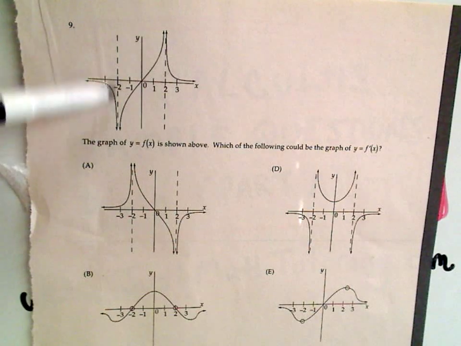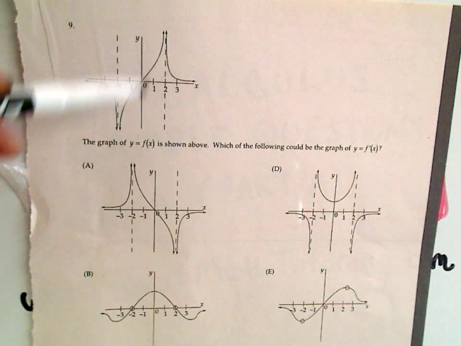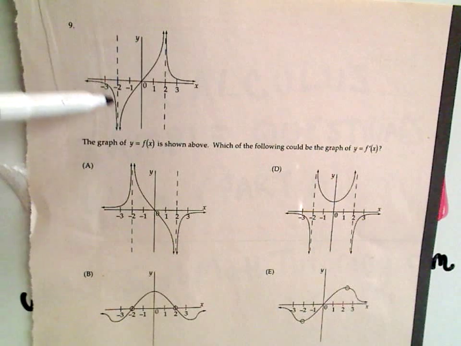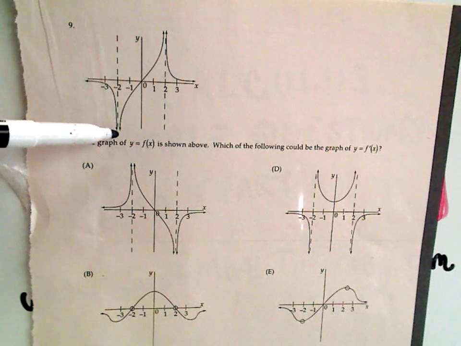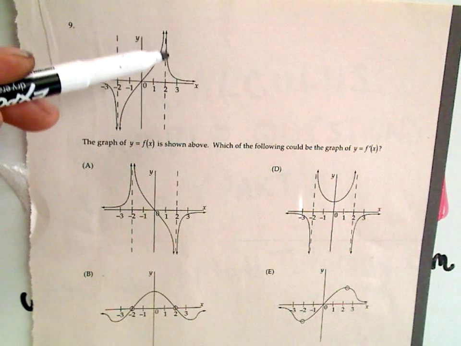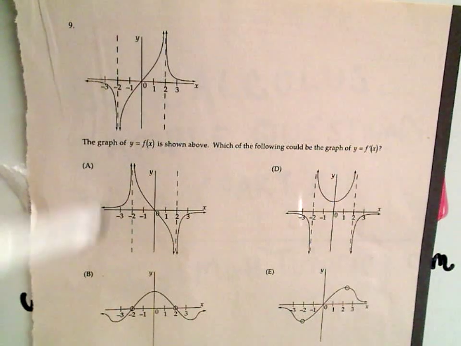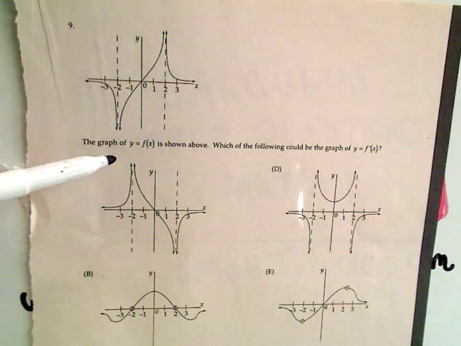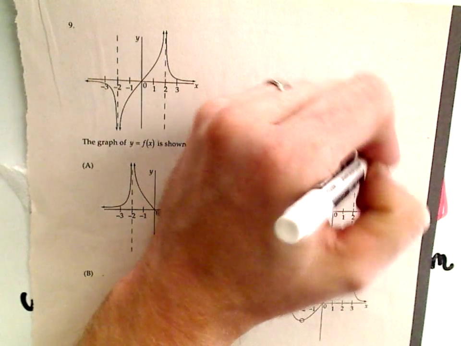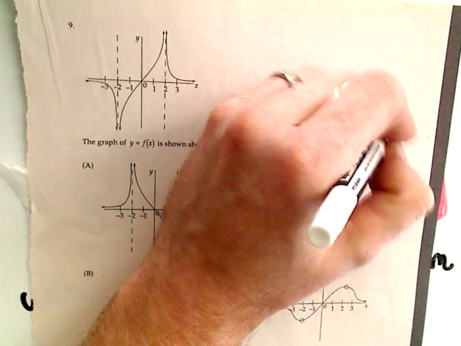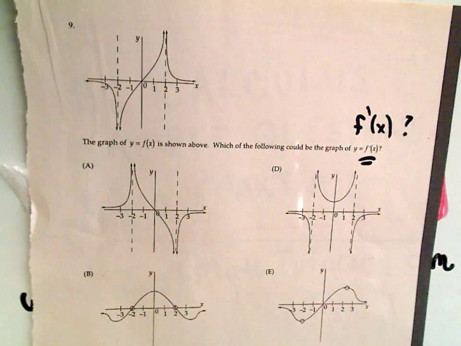So notice it's got a vertical asymptote at -2, at +2. The function's decreasing from negative infinity to -2. It's increasing in the middle, and then it's decreasing after that. And they say which one of these could be the graph of f prime of x. So we're trying to figure out the graph of f prime of x.